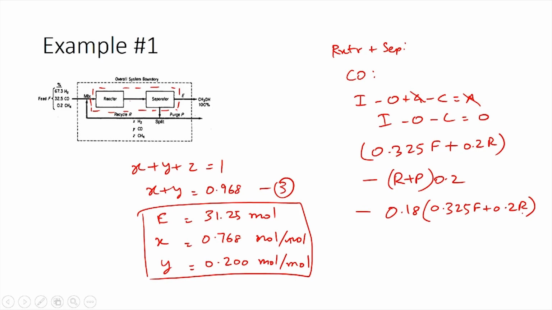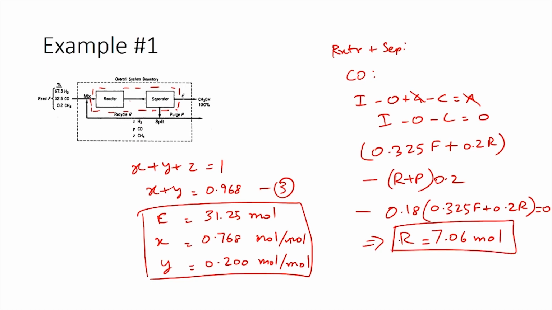Now, we have the values for F and P already. So, substituting them, and this is equal to 0, we can get the value for R. The value for R would be 7.06 moles. So, with this we have calculated the recycle stream also.